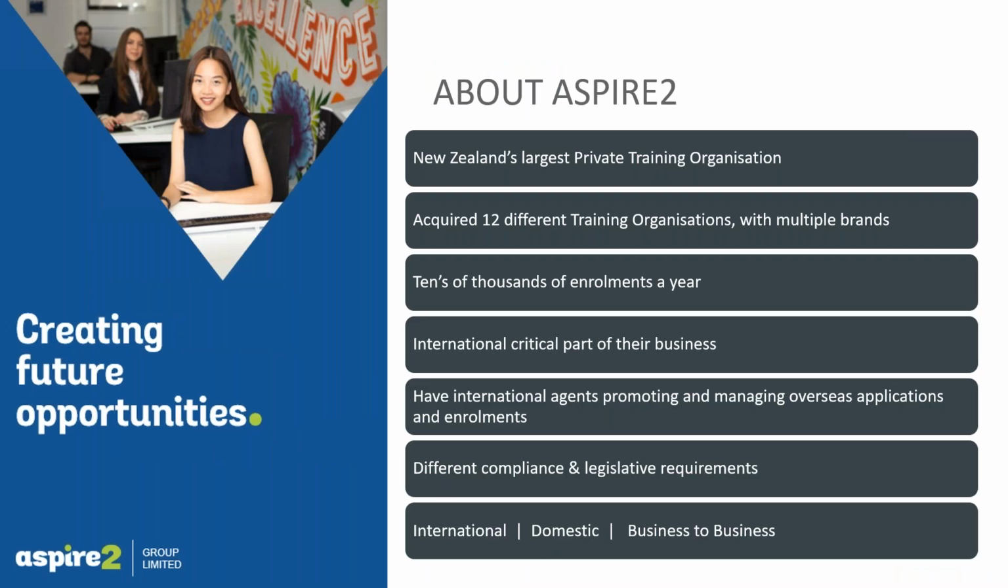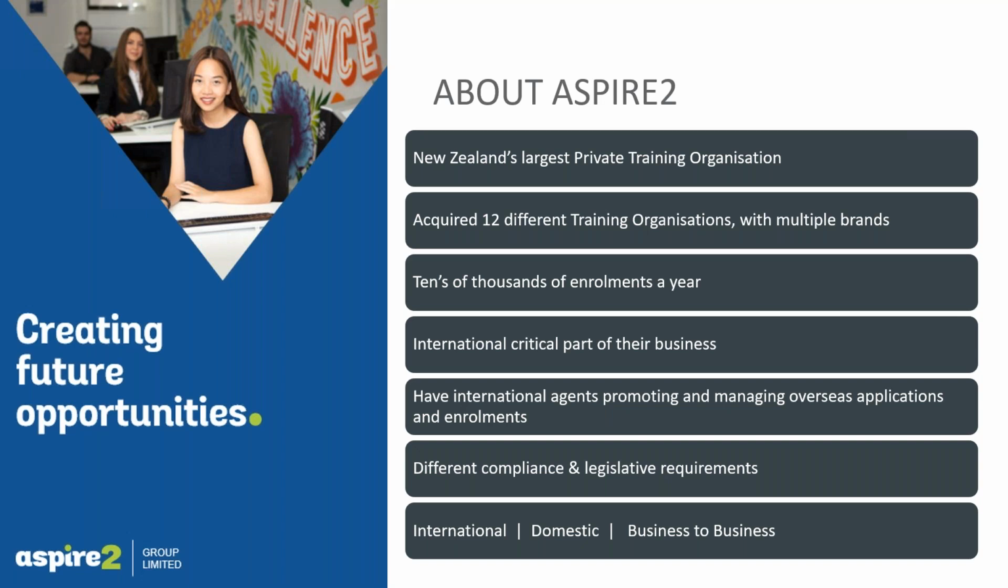Aspire 2 is one of New Zealand's, or actually New Zealand's largest private training organisation, and they grew by acquiring 12 different organisations who focused on training, each with multiple brands. The aim was to provide consolidated training across a whole set of industries and sectors. So in terms of volumes, they have tens of thousands of enrollments going through the various brands every year, and a large portion of that, and fair to say a very important part of that, is the international sector, where they actually have agents who are placed overseas, who are managing and promoting the various courses, everywhere from things like English through to trades, and actually running the application enrollment process from overseas. So reasonably complex in that regard.